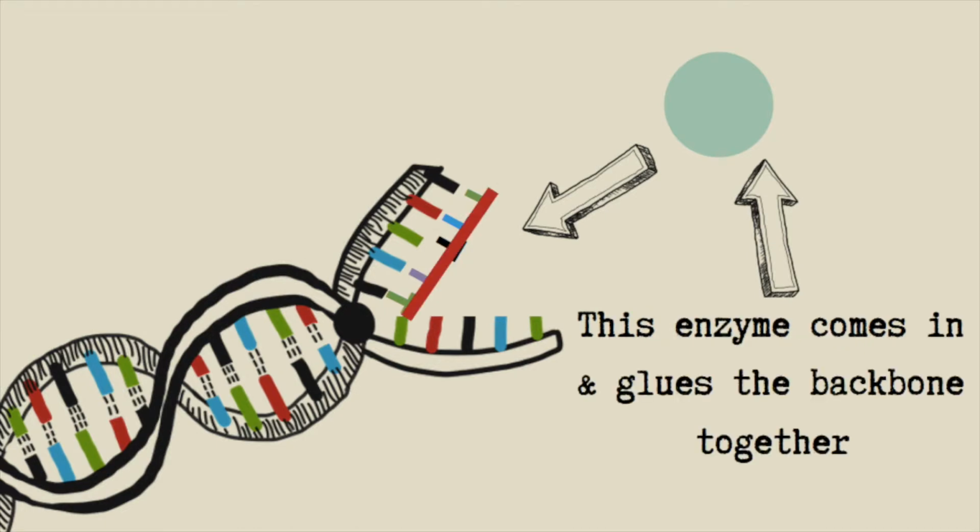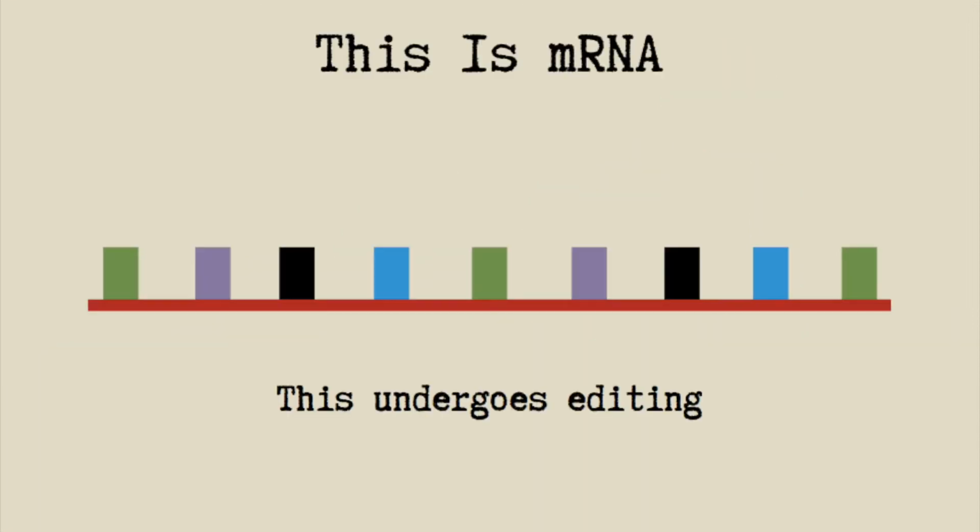This mRNA strand is called primary mRNA. Before it can leave the nucleus, it undergoes a lot of editing.